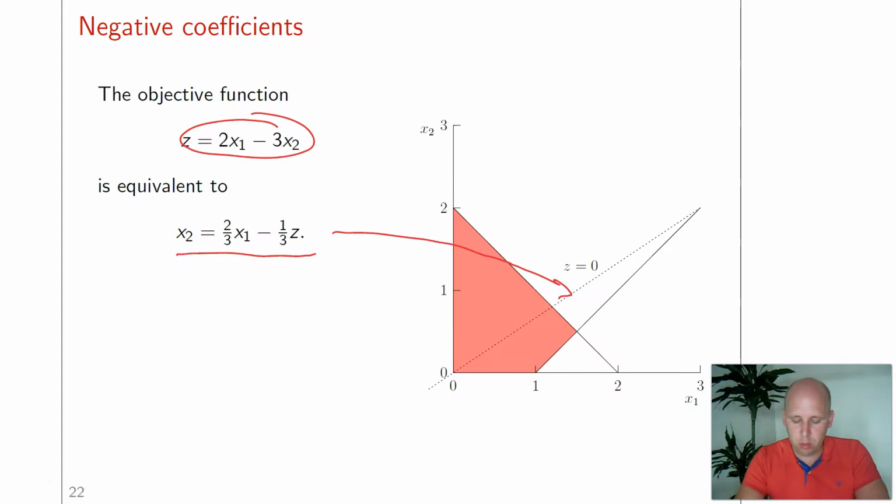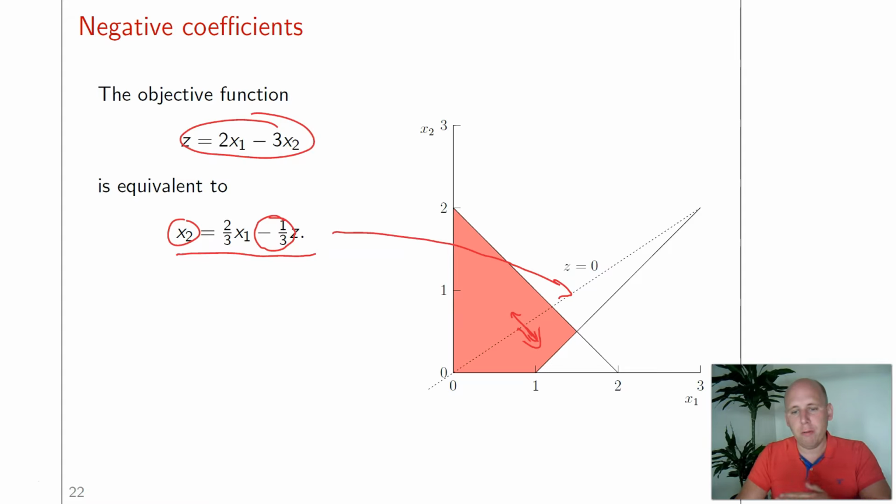The question is now in which direction should we shift this line in order to get better values for z. We would like to have higher values for z, because the question was to maximize. If z becomes higher, then you see that you have a negative number here in front of z. That means that x2 becomes smaller. And that implies that we are going to move this line downwards. And then we will get a better value for z. So it follows that this line should be moved downwards.